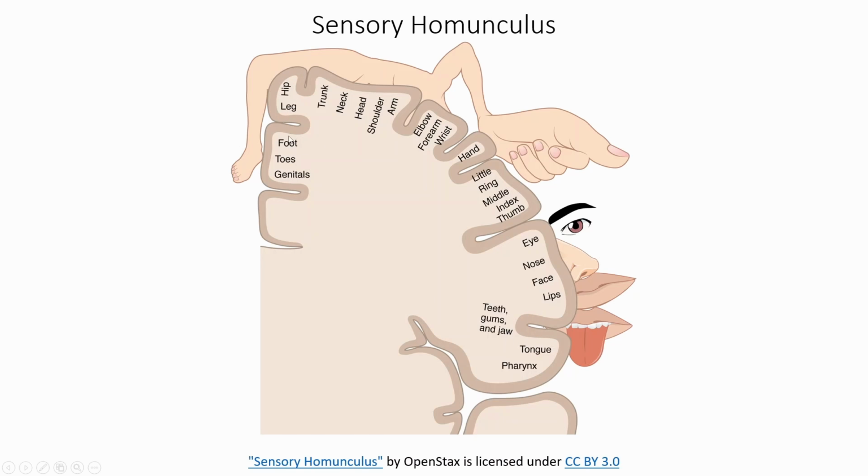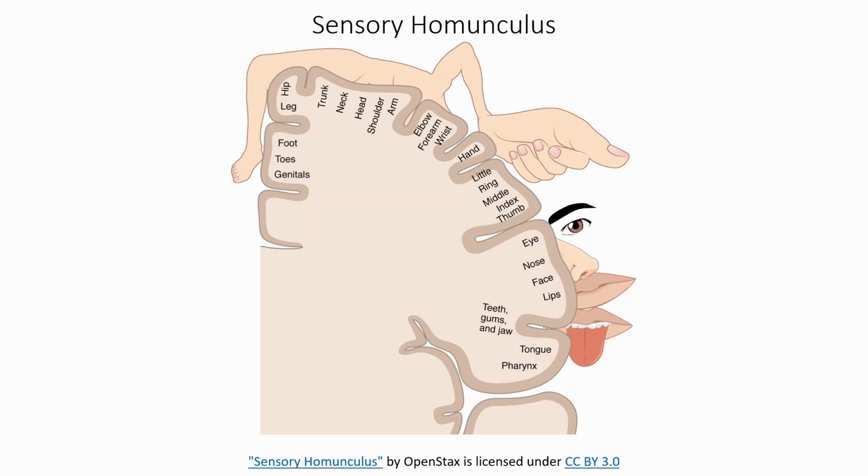So we go from the genitals, the toes, the feet, the leg, the hip, so the lower extremity. Then we get into the trunk, your torso, your neck, your head, shoulder. Then your arm, going from your elbow down to your wrist to your hand down to your fingers. And then we get to the face, where we get your eyes, nose, lips, teeth, gums, and jaw, tongue, and pharynx. It's not perfectly lined up with the way our bodies are, but it's pretty dang close. It's, for the most part, organized from bottom to top. And that's absolutely amazing that we have that set up.